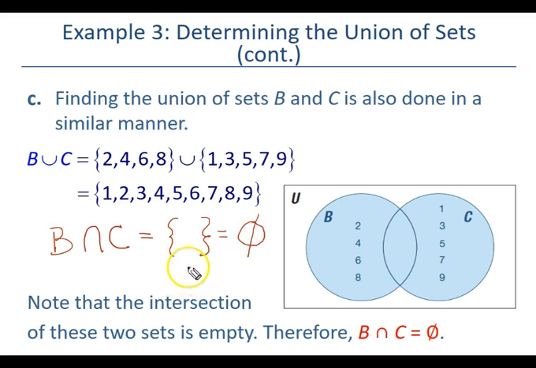Now remember, it's not a 0, because then you're saying that 0 is a common element. There are no zeros here. So this is the symbol. Actually, it's probably the letter O as opposed to a 0. O with a slash through it is the symbol for an empty set.